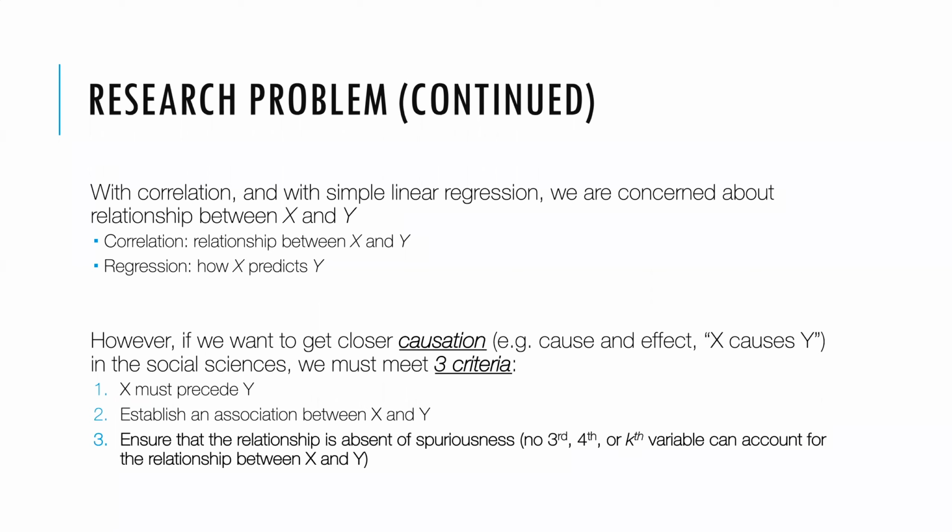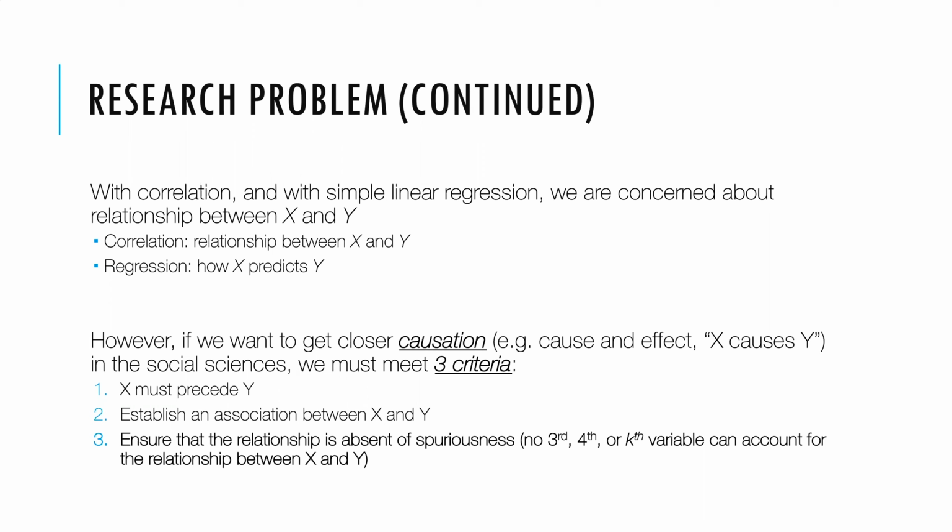There are certain criteria we have to meet to ensure we're getting closer and closer to causation in the absence of an experiment. So if we want to get closer to causation, we must meet 3 criteria. First, if we want to look at causal relationships between x and y, meaning not only is y predicted by x, but x causes y, x must precede or come before y. If we're saying x has an effect on y, it has to come before. If you're saying that x causes y or causes a change in y, but y happens first, how can x cause anything? So x must precede.